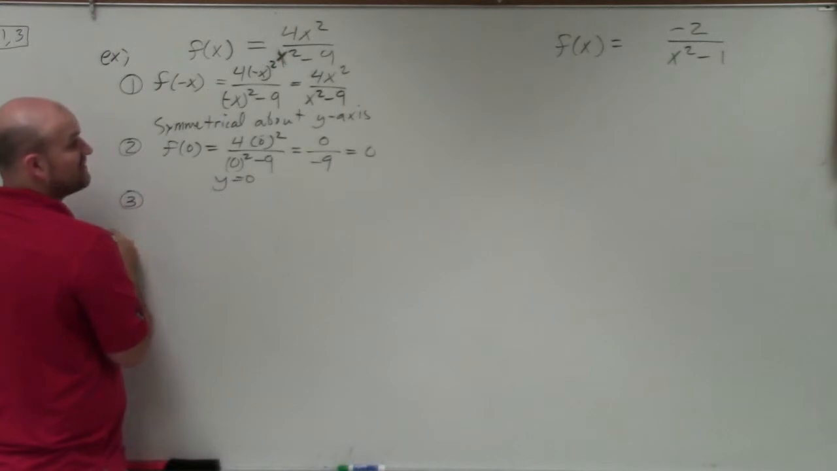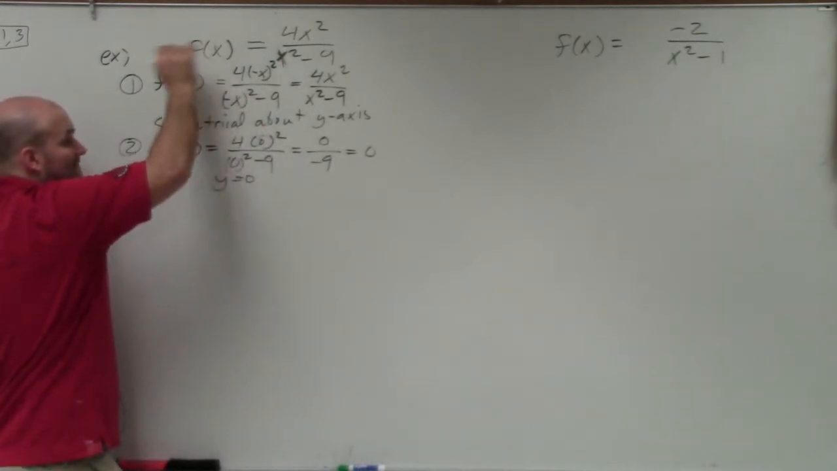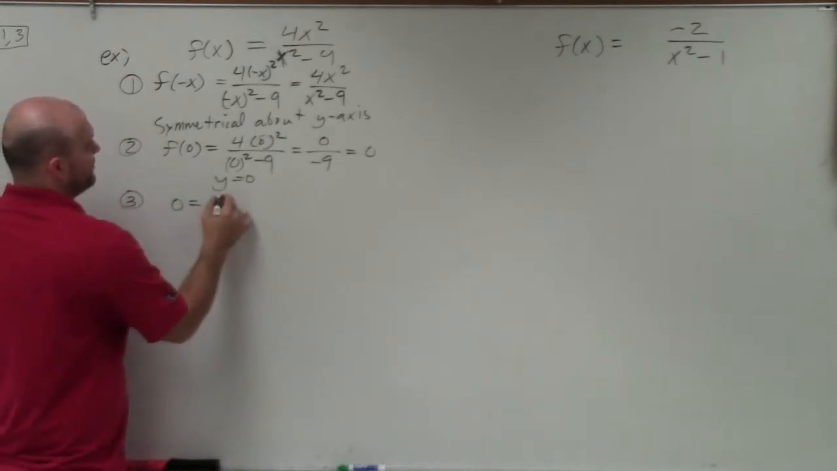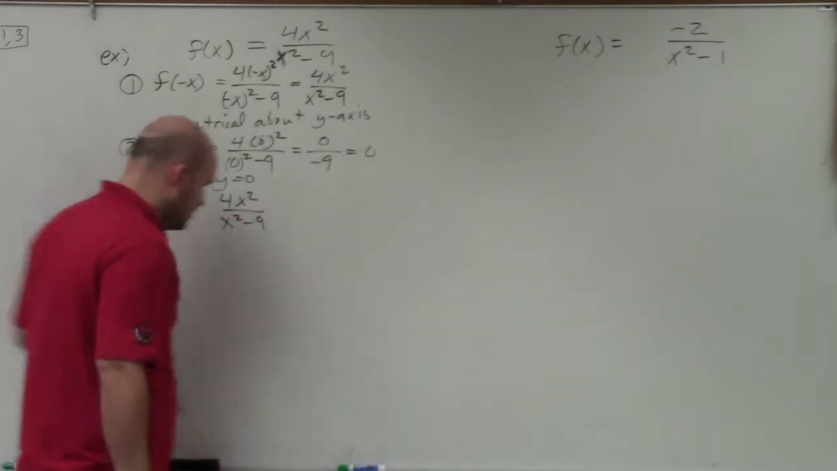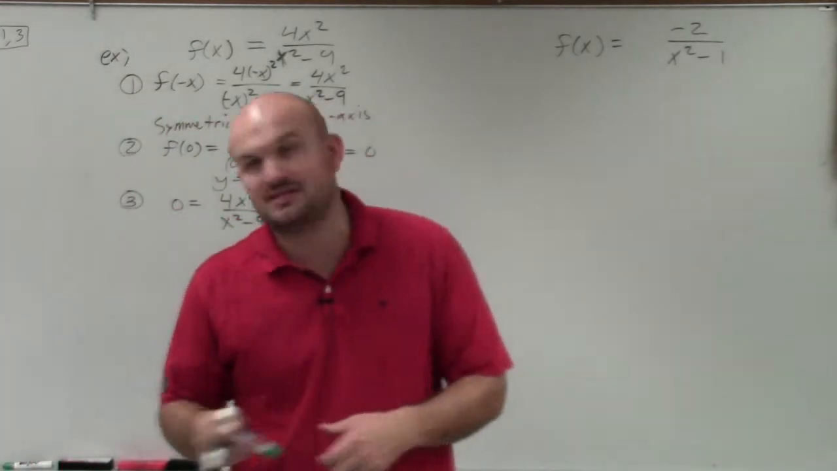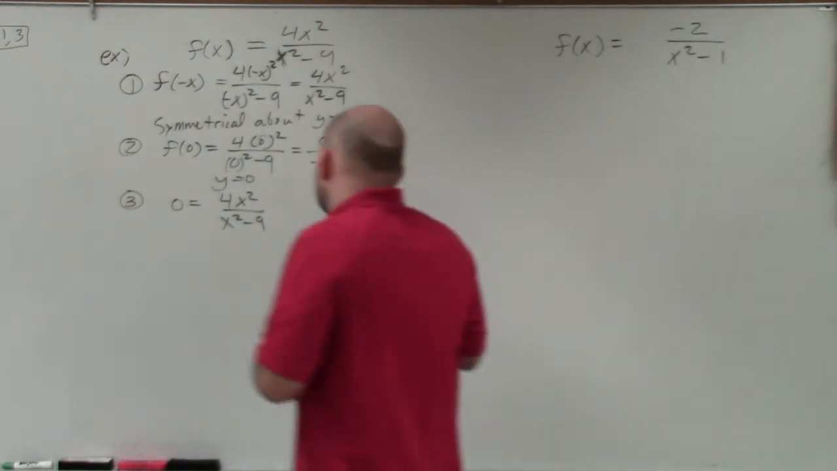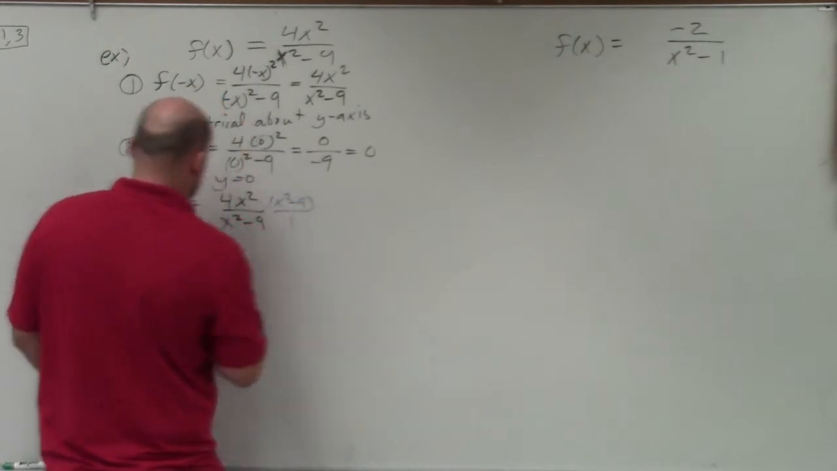Step number 3 is to find the x-intercept. The x-intercept is when the whole f of x is equal to 0, or your whole y value is equal to 0. So I have 4x squared divided by x squared minus 9. I'll show this again because it confuses students all the time. If you need to solve for x in this equation, we have to get x squared minus 9 off the denominator. The way to do that is to multiply by the reciprocal.